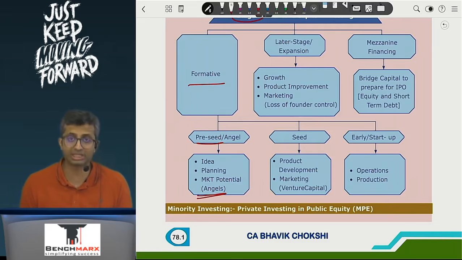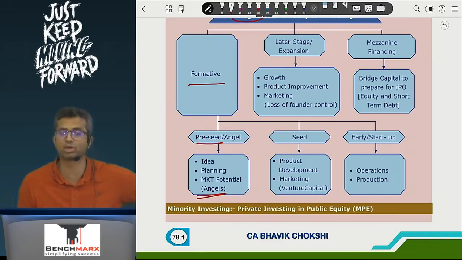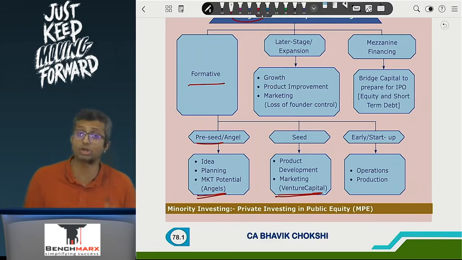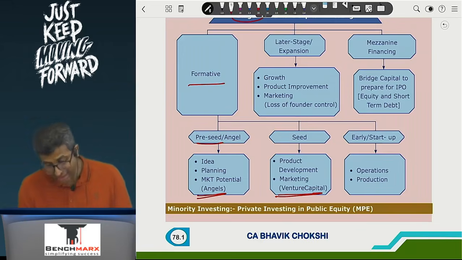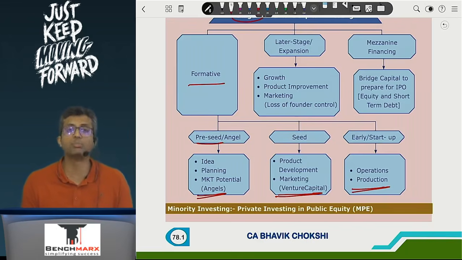When you look at the seed capital stage, you need money, for example, for making a prototype or something for your product, for product development, marketing, etc. And hence this is where venture capital can possibly set in, or at least start to set in. Then you have the early startup stage where the product is made, you have started marketing it as well, and now you need money for operations, you need money to ramp up production. That is your early or startup stage.